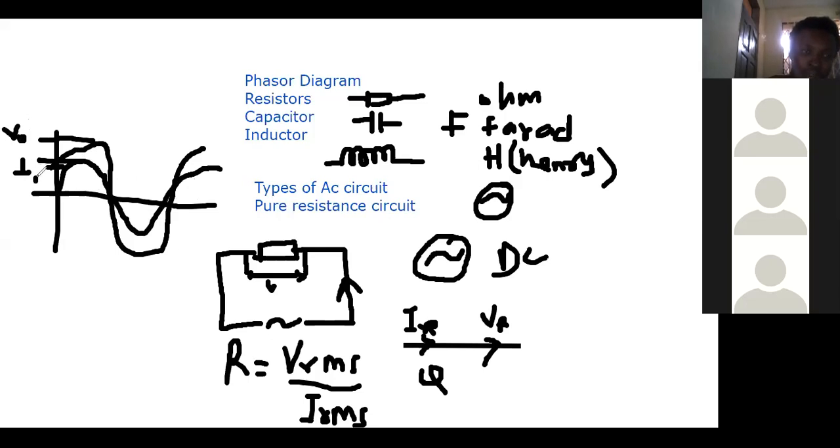And so this is I naught. The first one is the peak of the current, and this one is the peak of the voltage. Now, when we want to relate them in terms of their resistance, we can say resistance will be equal to V naught all over I naught.